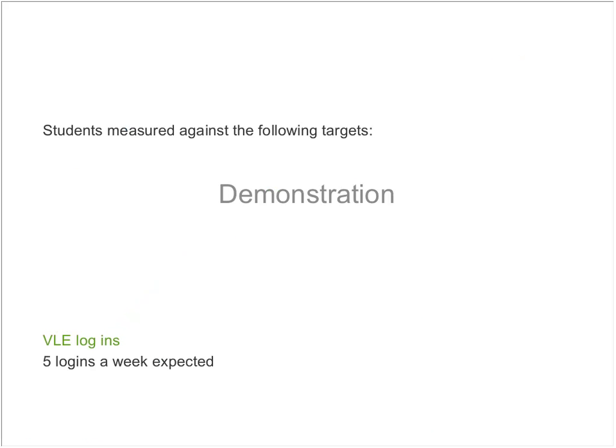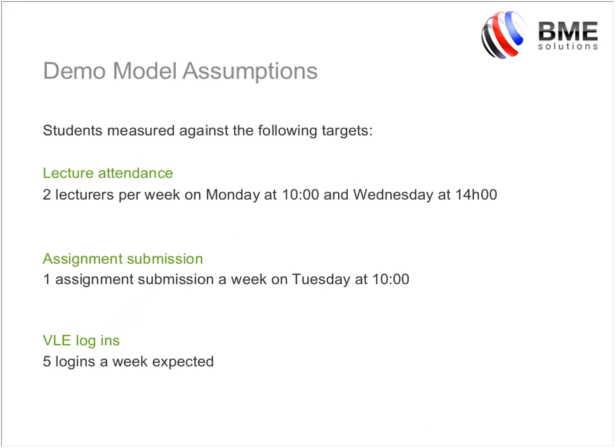So the last slide before the demonstration is we've created a demo model, and we've made certain assumptions. And those assumptions are that we have a fictitious institution with 1,000 students. They all need to attend 2 lectures per week, 10 a.m. on a Monday and 2 p.m. on a Wednesday. They need to submit 1 assignment a week on a Tuesday at 10 a.m. and they are expected to log into the VLE 5 times a week.